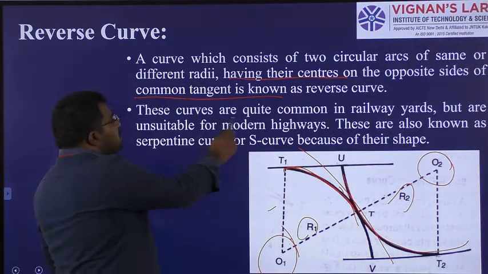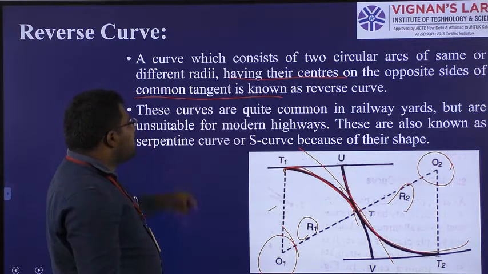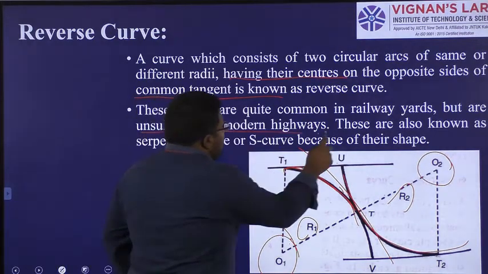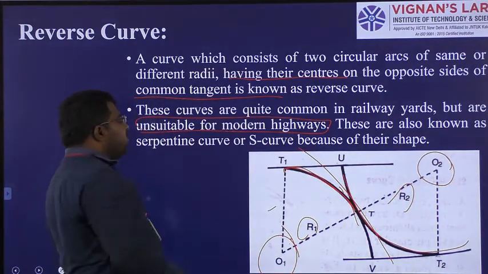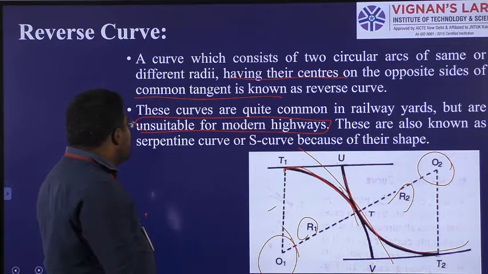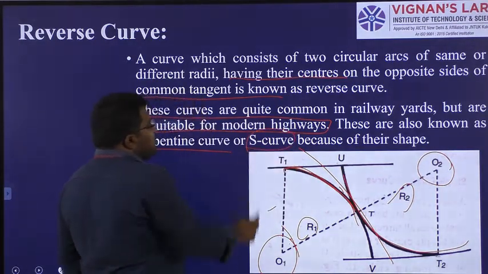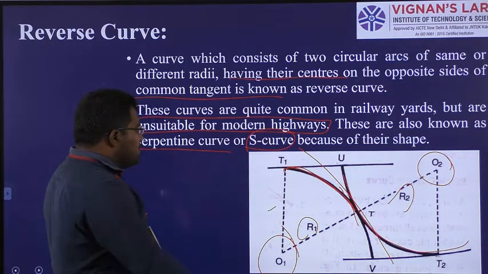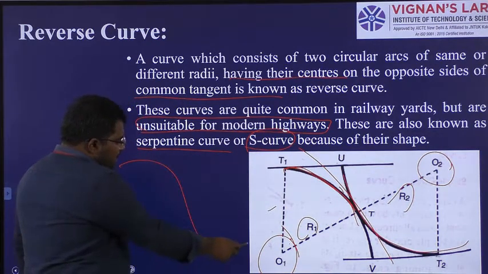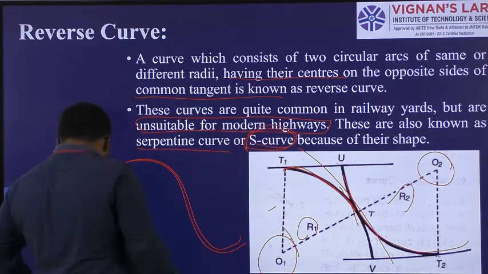These curves are quite common in railway yards but are unsuitable for modern highways. Reverse curves are not suitable for highways. They are also known as serpentine curves or S curves because of their shape. Since the curve is in an S shape, that's why these are called S curves.